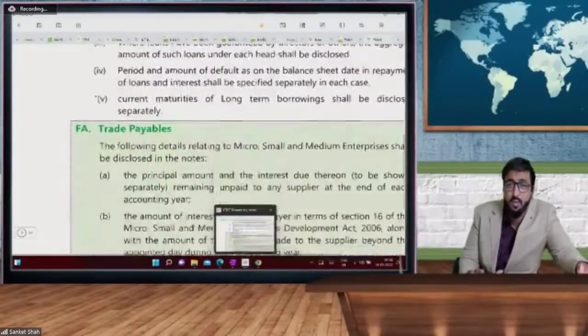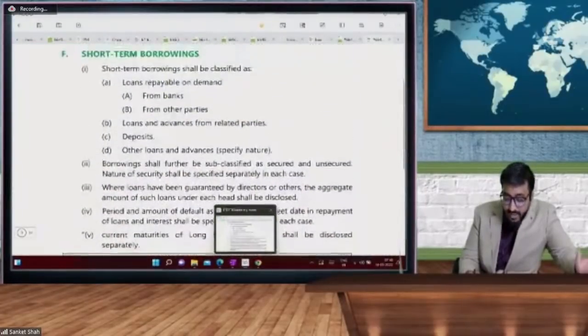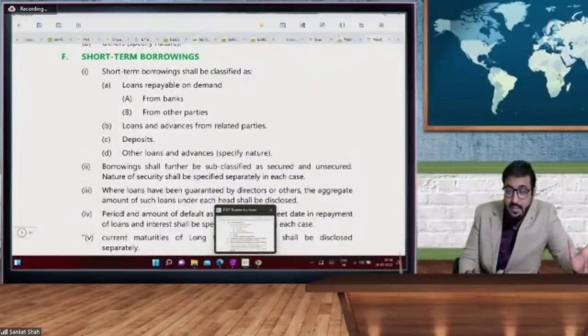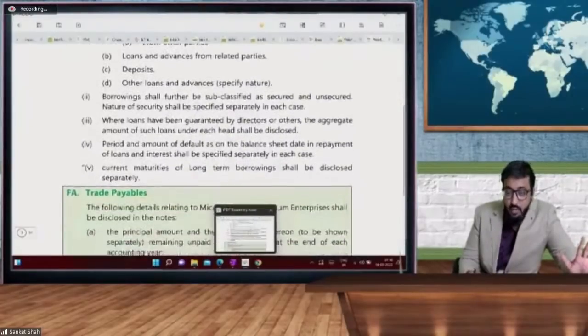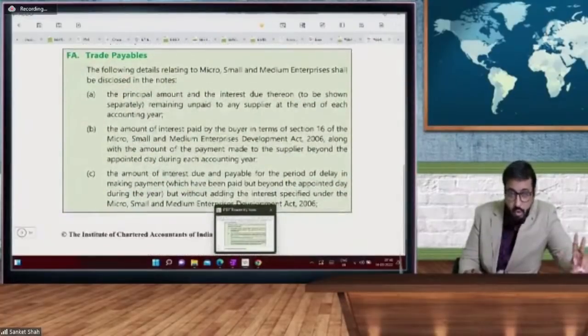Short-term borrowings you are aware of. Trade payable. Now trade payable and short-term borrowings are exactly the same: less than 1 year in simple language, or within your operating cycle. So both concepts are there. Either the operating cycle, and if you are not calculating the operating cycle, in that case it is less than 1 year.